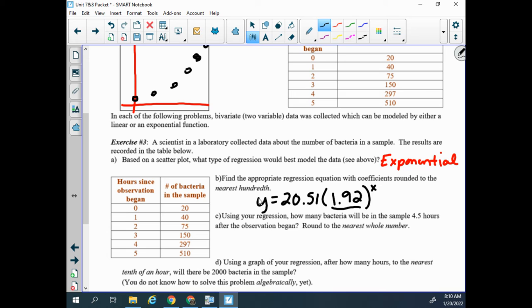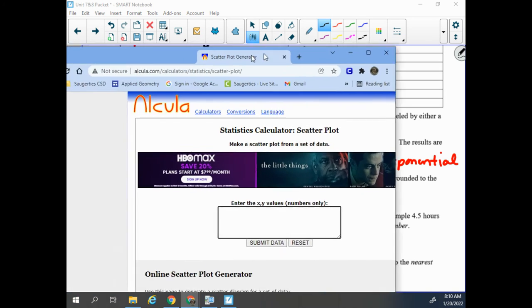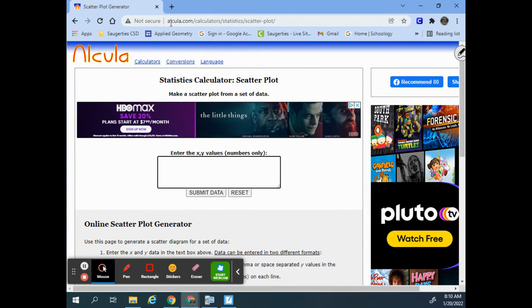Now, actually, before I go on, I want to show you there's a website. Delta Math does not let you do regressions, but I found a website called alcula.com. You could search for it, and if you did alcula.com and scatterplot, this would come up, and you can actually enter points.